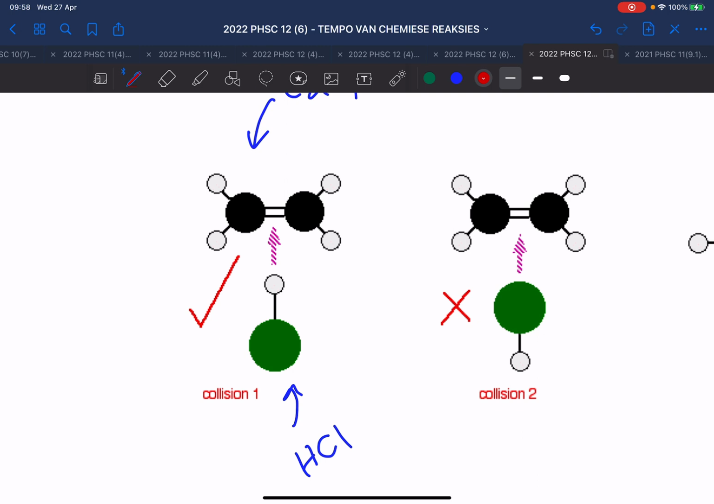Okay, so the fact that a reaction takes place is sort of like a miracle. Correct orientation and sufficient kinetic energy. It's almost like, and I know this is a silly example, but it's almost like someone getting pregnant.